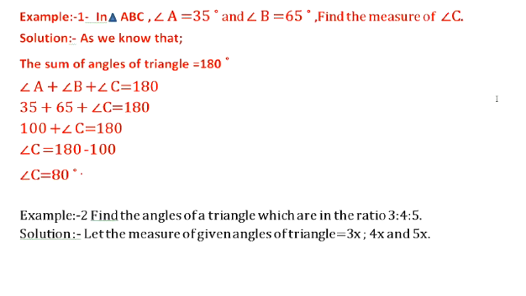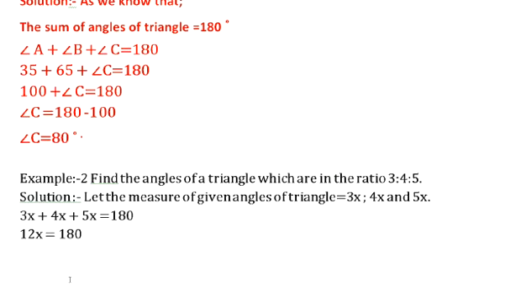as we know, the sum of angles of a triangle is 180 degrees. So 3x plus 4x plus 5x is equal to 180 degrees. Here these terms are like terms, so we add their numerical values, 3 plus 4 plus 5. The sum is 3 plus 4 is 7, plus 5 is 12, so 12x is equal to 180 degrees.